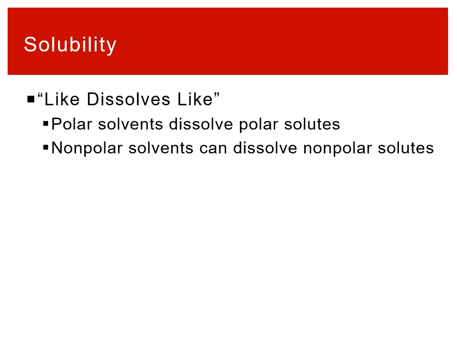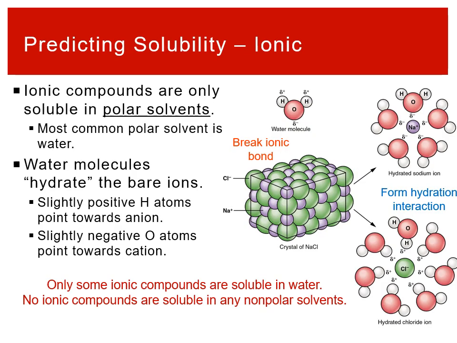And so this is a guideline, a rule. This is not hard and fast. This isn't a law or anything like that. But this is a general guideline that we can use to make predictions about whether or not something is soluble. And this does apply to both ionic and covalent compounds.